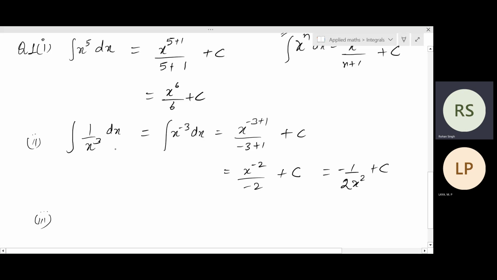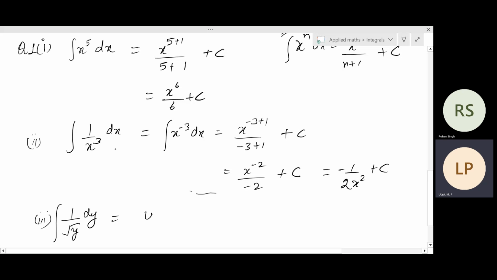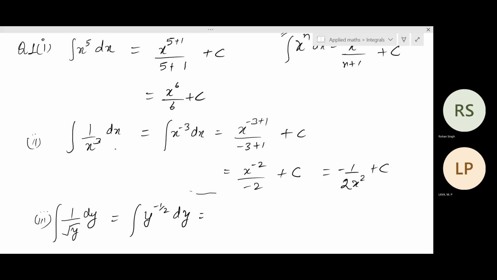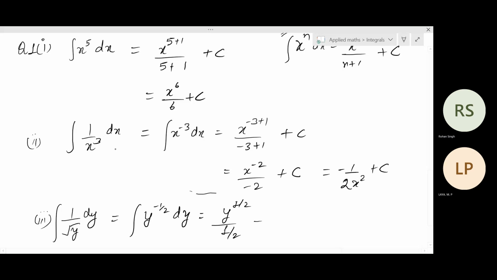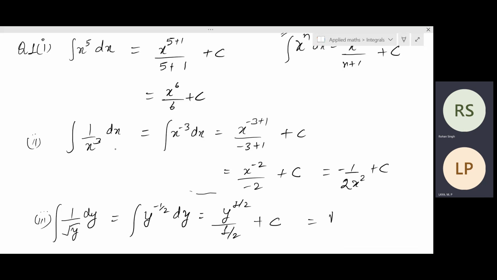The third one is 1 over square root of y dy. It's the same thing: I bring it up, so it is y to the power minus 1 by 2. Then we add 1, so minus 1 by 2 plus 1 will become 1 by 2, and you need to divide by the same, 1 by 2. So this will become 2 root y plus c.